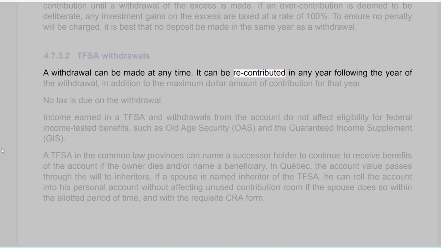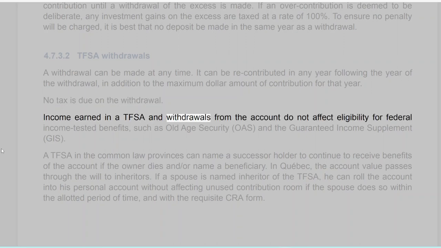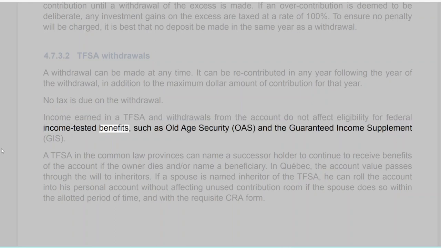It can be recontributed in any year following the year of the withdrawal, in addition to the maximum dollar amount of contribution for that year. No tax is due on the withdrawal. Income earned in a TFSA and withdrawals from the account do not affect eligibility for federal income-tested benefits, such as Old Age Security, OAS, and the Guaranteed Income Supplement, GIS.